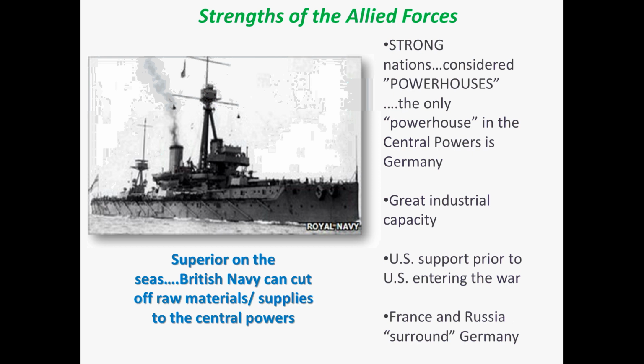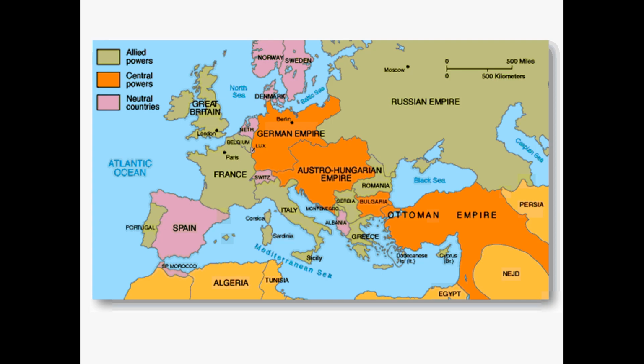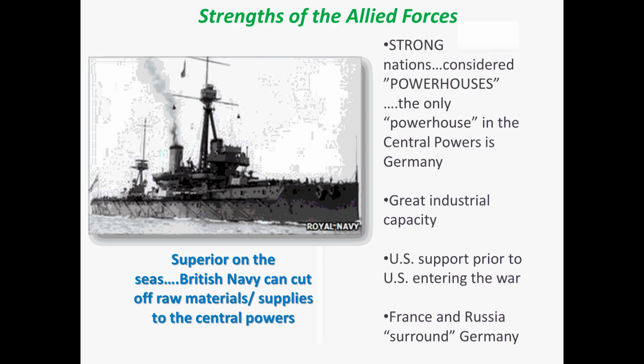They surround Germany. Okay, I mean, think about it. When you look at a map, and we talk about these countries real quick, you see France, Great Britain, and Russia in green. Notice they surround Germany and the Austro-Hungarian Empire. So it's always easiest to fight your enemy if you can keep them surrounded.